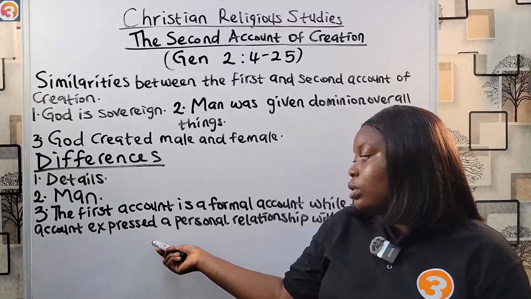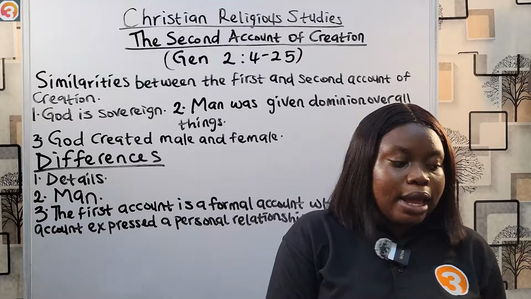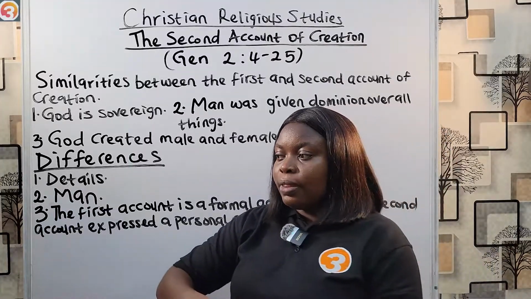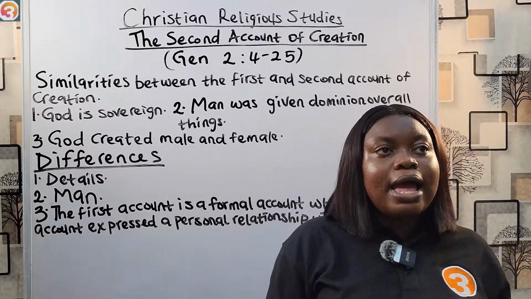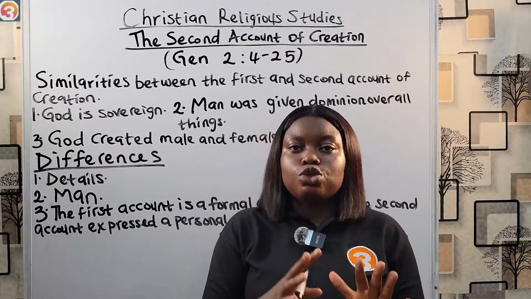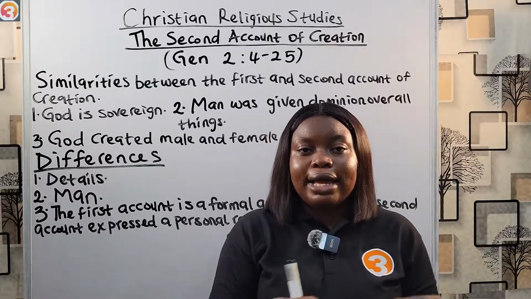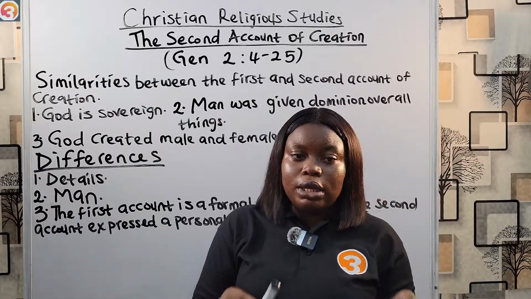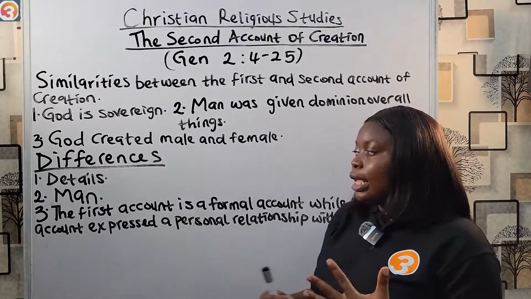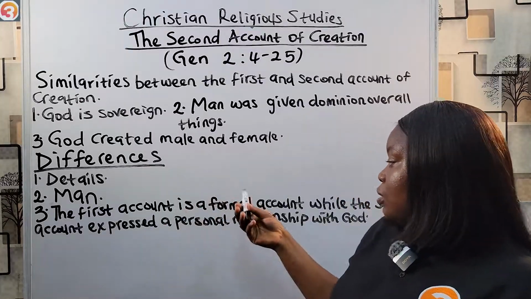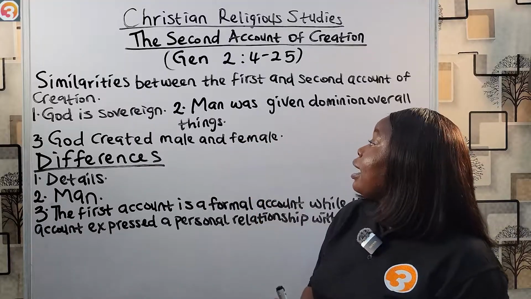But in the second account, we see a personal relationship with God. First, God came to man and put him in the Garden of Eden after having made trees as food for him and all of that. And then God still came back and was like, it's not good for man to be alone, and created animals. And even when man had named the animals, God was like, okay, there's no helper for him. So the second account creates a personal relationship, while the first account is a formal account. These are differences between the first and the second account of creation.